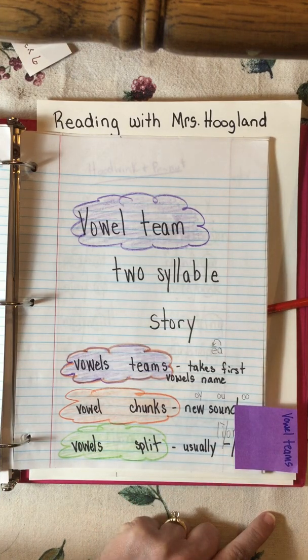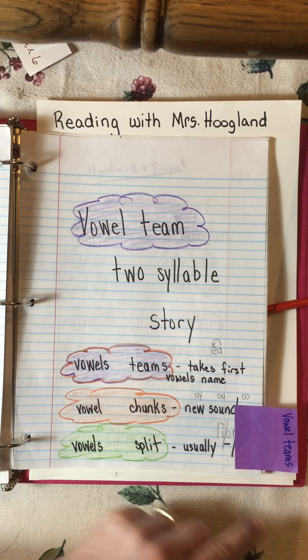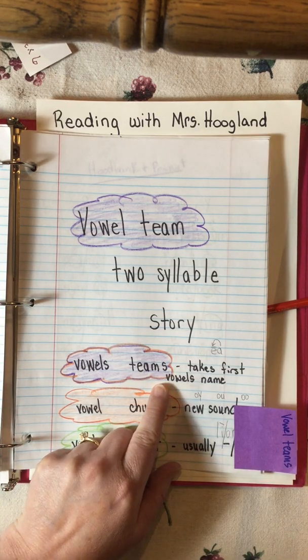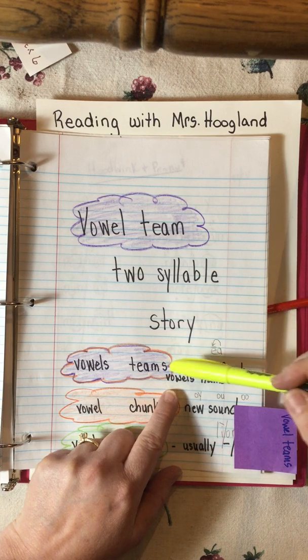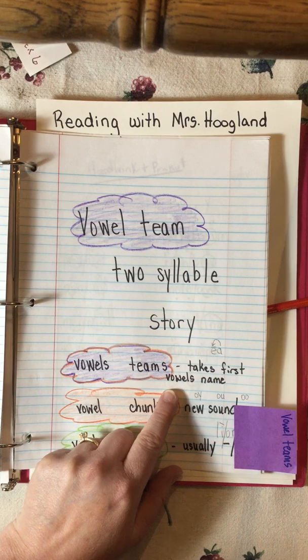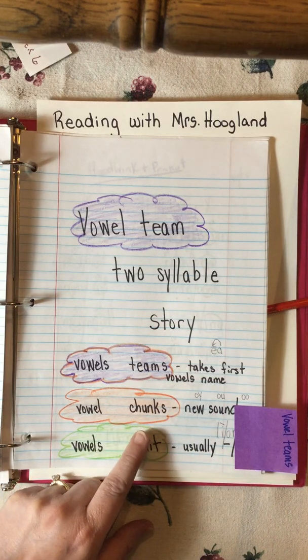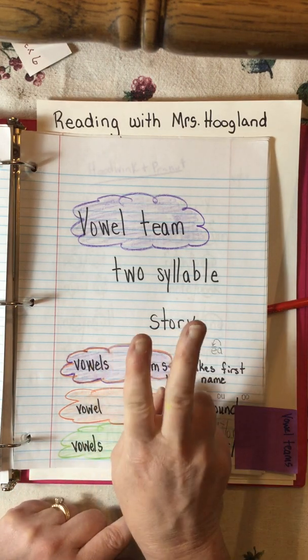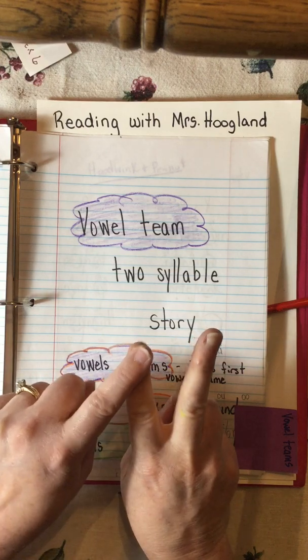Today we are going to work on vowel teams in this two-syllable story. There are several different things we do when looking at vowel teams. We will see two vowels together a lot. The generalization is: two vowels go walking, the first one does the talking. That is a generalization. It's not always true, but it is a possibility, and it is probably the most probable thing that we'll see, so that is something that we look at first.